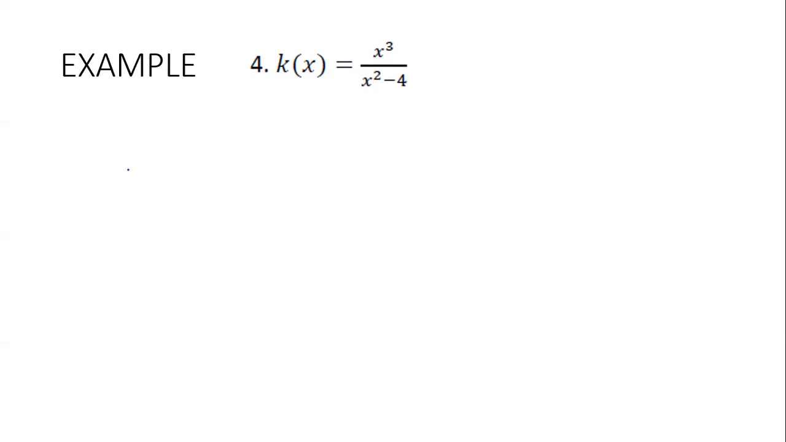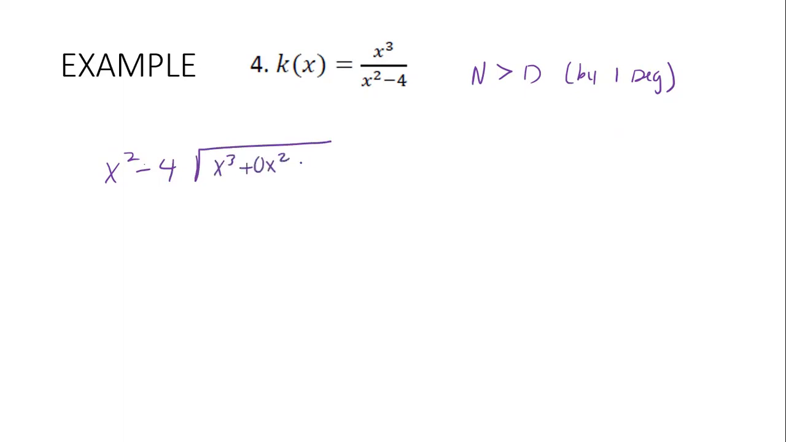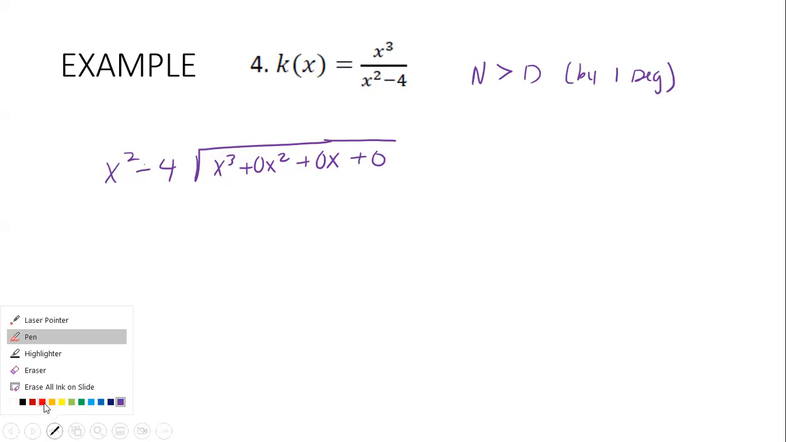So here we go. What's happening here? N is greater than D, and it's by 1 degree. So what do I have to do? Divide. So we have x squared minus 4 divided by x cubed plus 0x squared plus 0x. All right, here we go. Oh, I forgot my. Can someone tell me what I forgot in there?